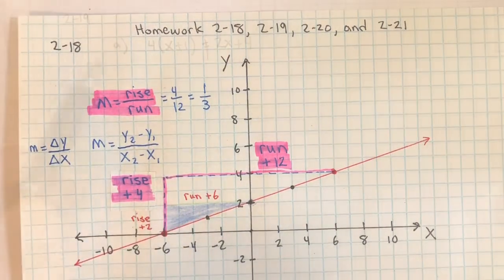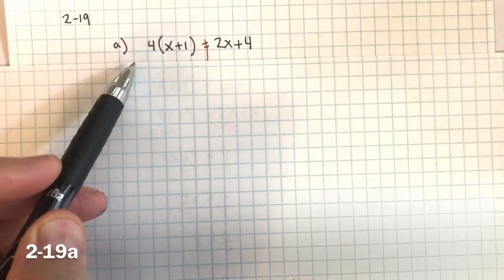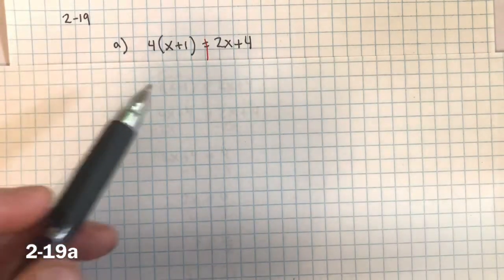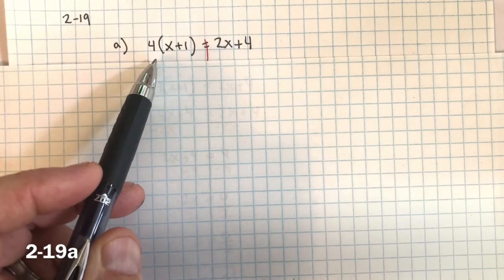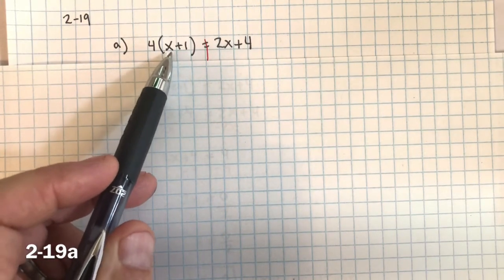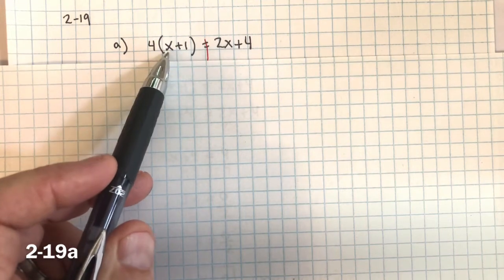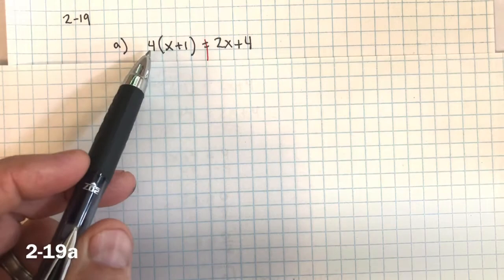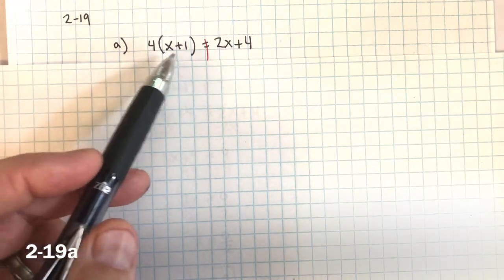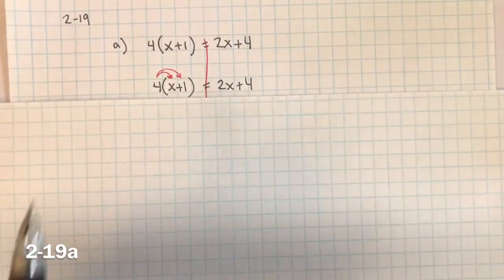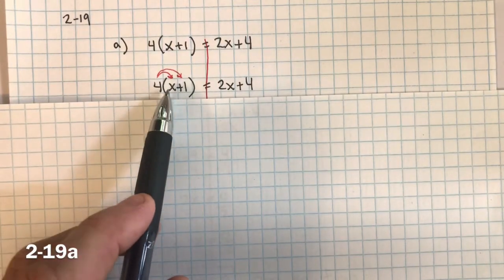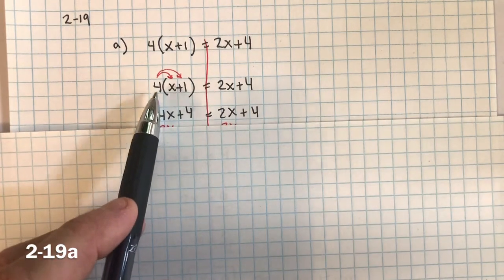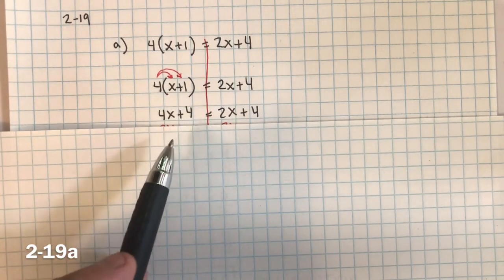Problem 219, we need to determine which equation has no solution. The first equation, we need to follow order of operations and do inside the parentheses, but we can't simplify. These are not like terms. So then we have to distribute this 4 to both terms, multiplication. So now we're going to do 4 multiplied by x, which is 4x, and then to the second term, 4 multiplied by 1 is 4.